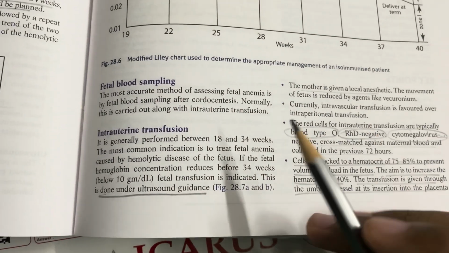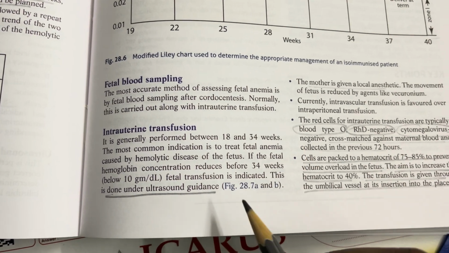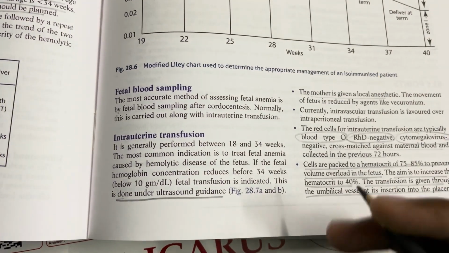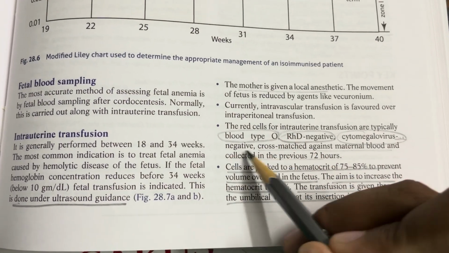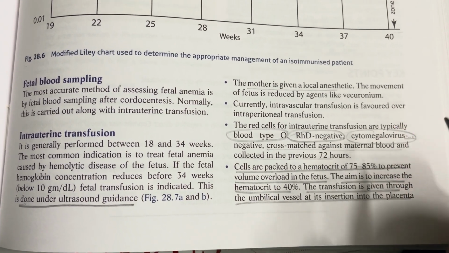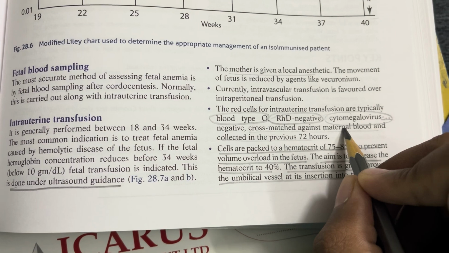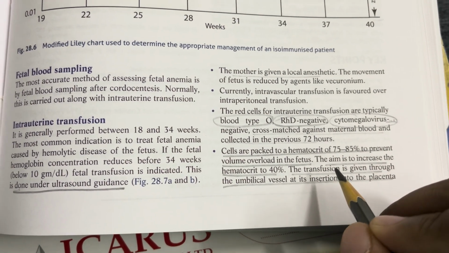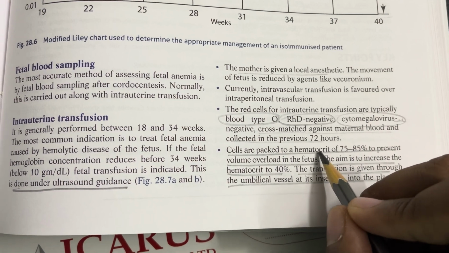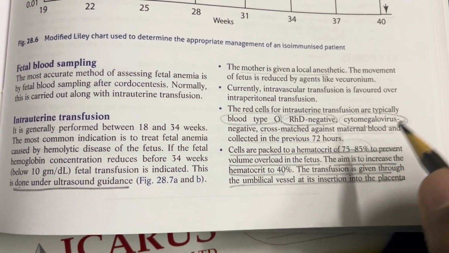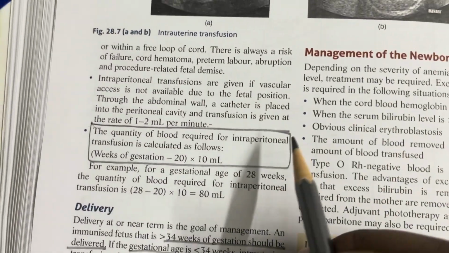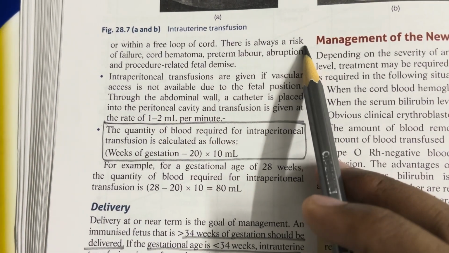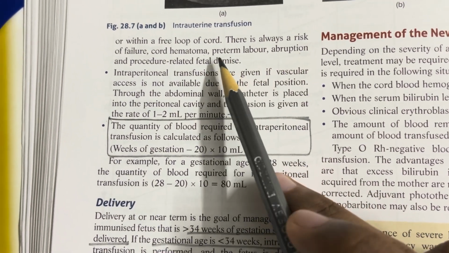Next, intrauterine transfusion, it is generally performed between 18 and 34 weeks. So basically, less than 34 weeks, if there is severe anemia, you think of fetal transfusion. So it is done under ultrasound guidance. So you give O blood group and Rh negative, so O negative and cytomegalovirus negative blood. It is cross-matched against the maternal blood and collected in the previous 72 hours. Okay, the aim is to increase the hematocrit to 40%. Cells are packed at a hematocrit of 75 to 85% to prevent volume overload in the fetus. You give the blood at the insertion of the umbilical vessel in the placenta, or within a loop of the cord. So again, there's always a risk of cord hematoma, abruption, preterm labor, all this.